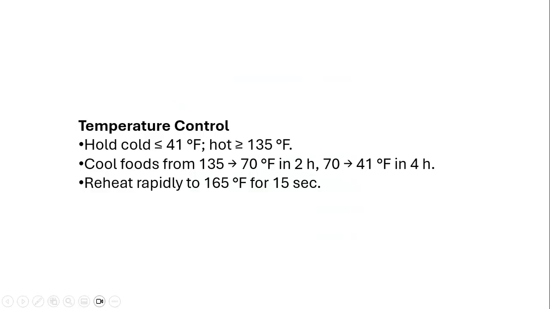If I'm cooling foods, then I'm cooling them from 135 to 70, right? Right inside there, we've got the most dangerous part of the temperature danger zone. That's got to happen in 2 hours or less. And then from 70 down to refrigerator temperature, 41 or below, I've got to do that in a further 4 hours or less. If I'm reheating foods, I should do it rapidly, and I should be doing that up to 165.